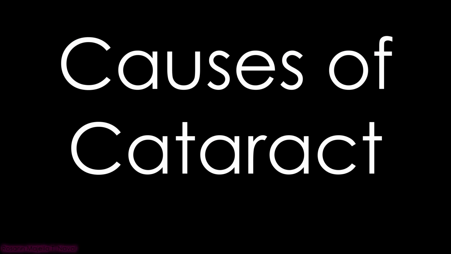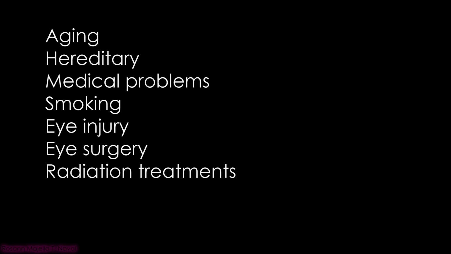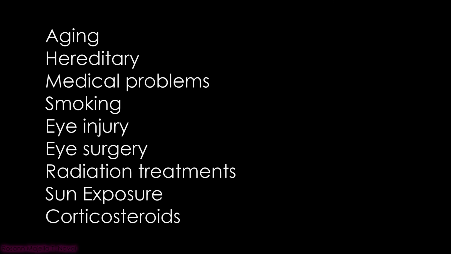What are its causes? It could be due to aging. Normal proteins in the lens start to break down at around age 40. Vision problems may not happen until years later. It could be hereditary, or if you have medical problems such as diabetes. If you smoke, if you have had a bad eye injury or eye surgery, radiation treatments on upper body, or you spent a lot of time in the sun without sunglasses, and chronic use of corticosteroids.